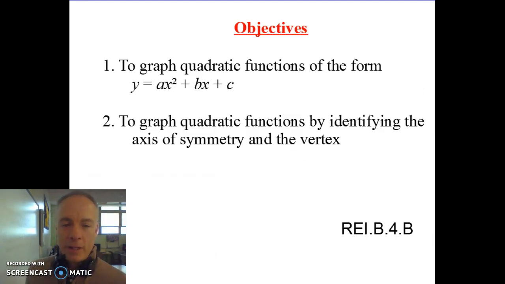Today our objectives in this video are to graph quadratic functions of the form y equals ax squared plus bx plus c. What makes it quadratic is the highest degree monomial is to the second power, so therefore this is a quadratic equation. And our other objective is to graph quadratic functions by identifying the axis of symmetry and the vertex.